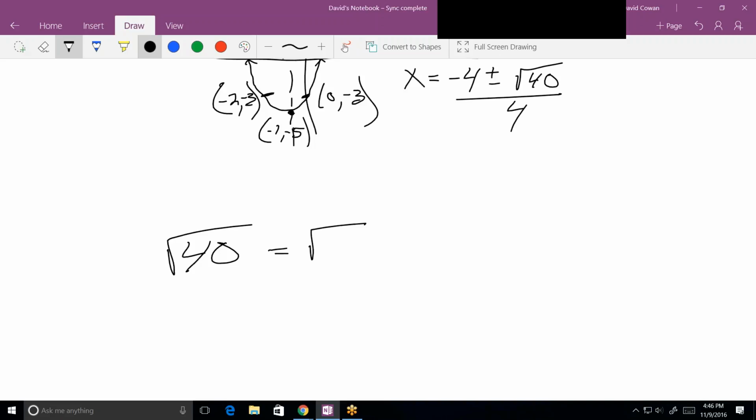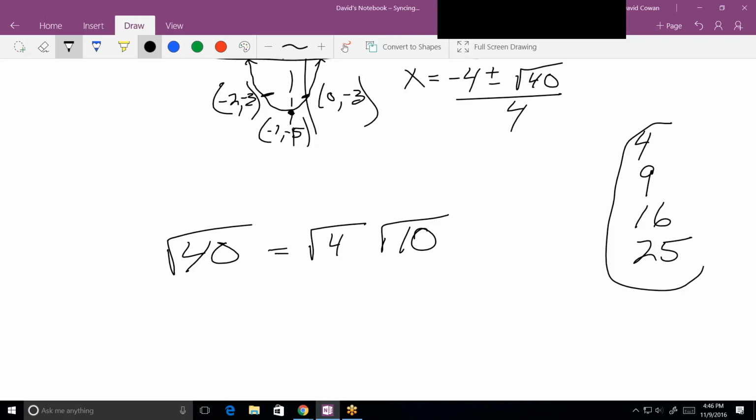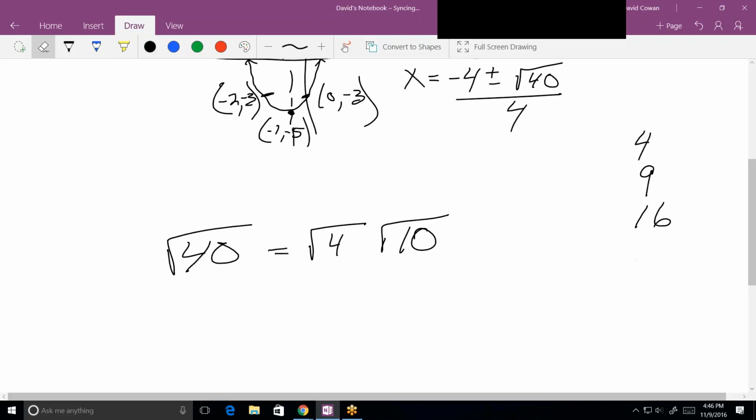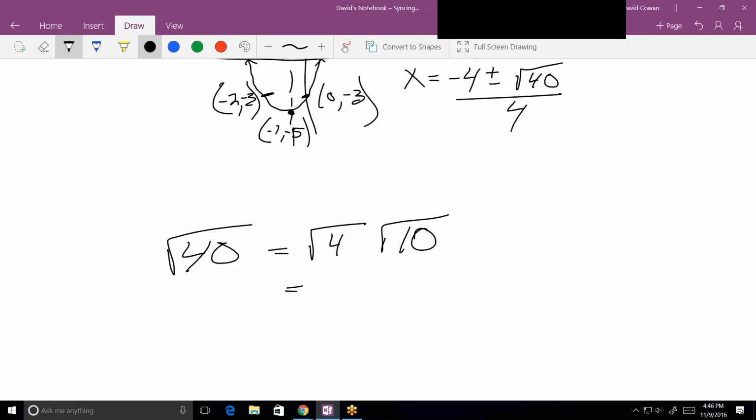Well, the first step is to factor it, where one of your factors is a perfect square number, like 4. Remember what your perfect squares are: 4, 9, 16, 25. So you're always looking for factors, one of which is one of those numbers, or 36, or 49. You with me? Yep. And this turns into 2 root 10. So I've pulled my number out. That makes this simplified over that.